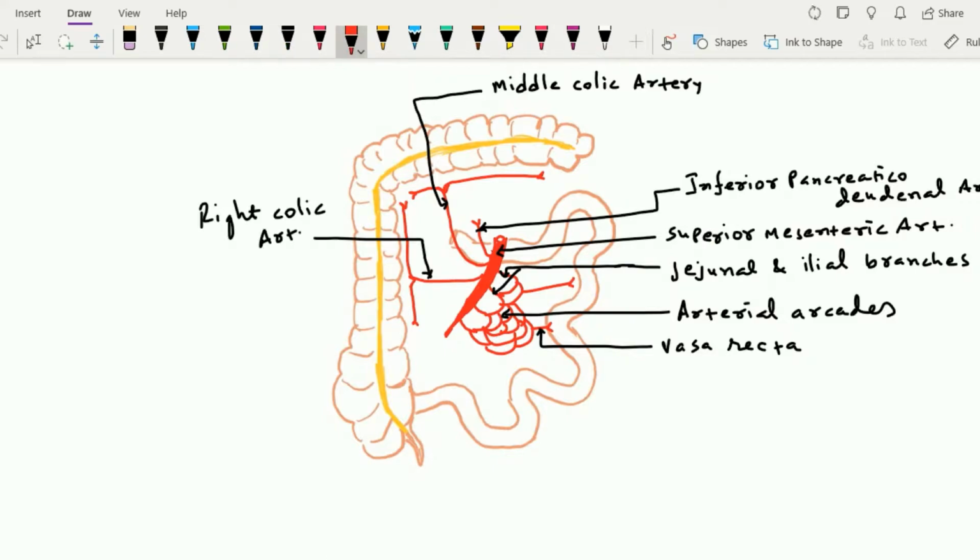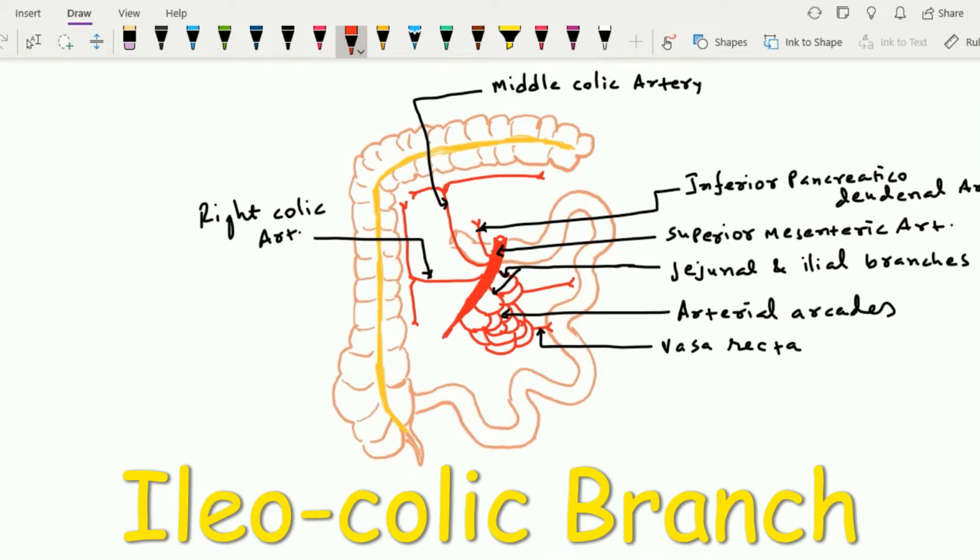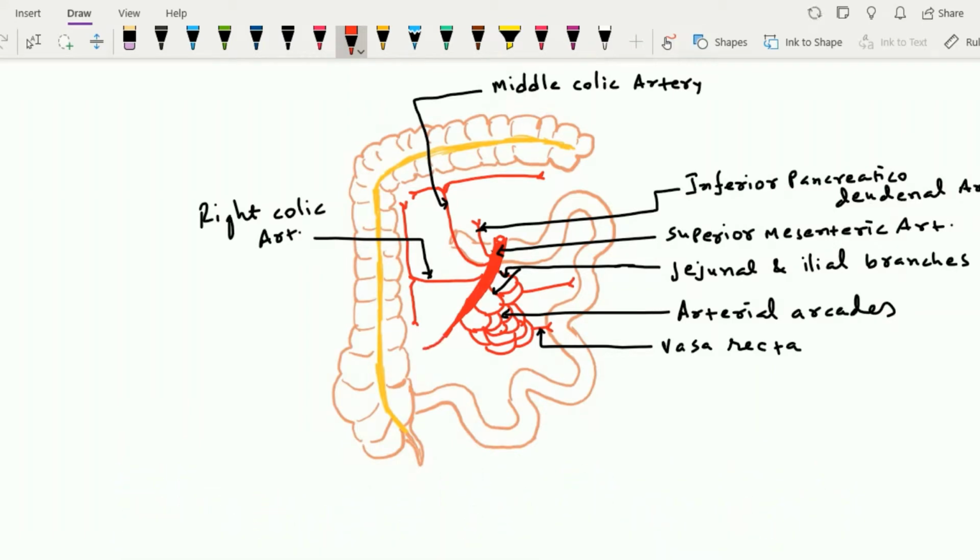Now the terminal portion of the superior mesenteric artery provides one more branch, and that is the ileocolic branch. This ileocolic branch also runs retroperitoneally and divides into an ascending branch, which anastomoses with the descending branch of the right colic artery, and the continuation of the superior mesenteric artery is the descending branch of the ileocolic artery.